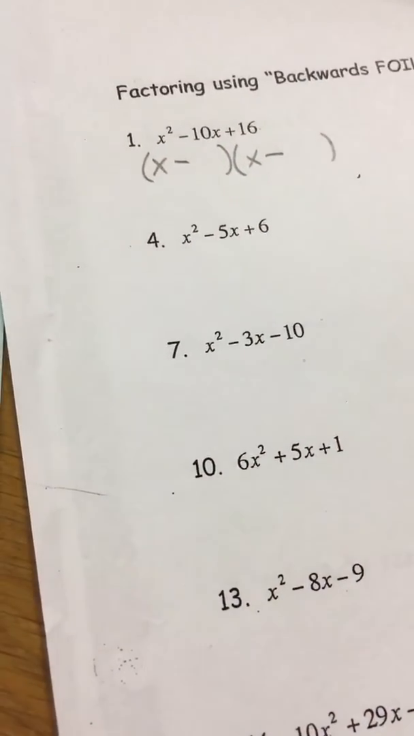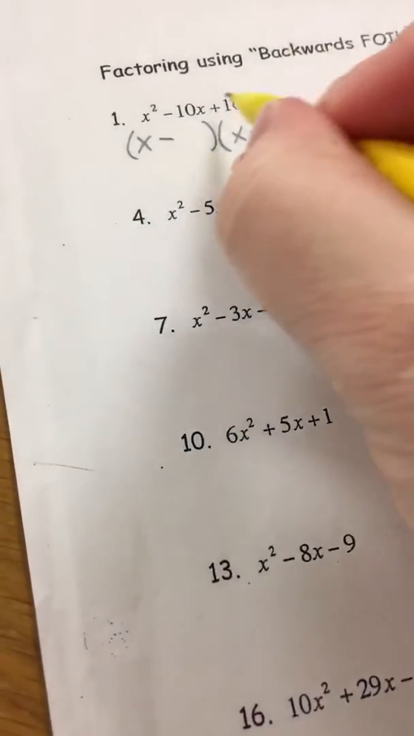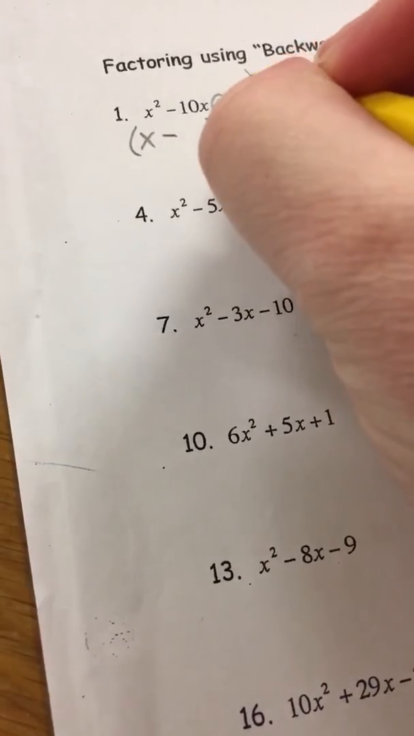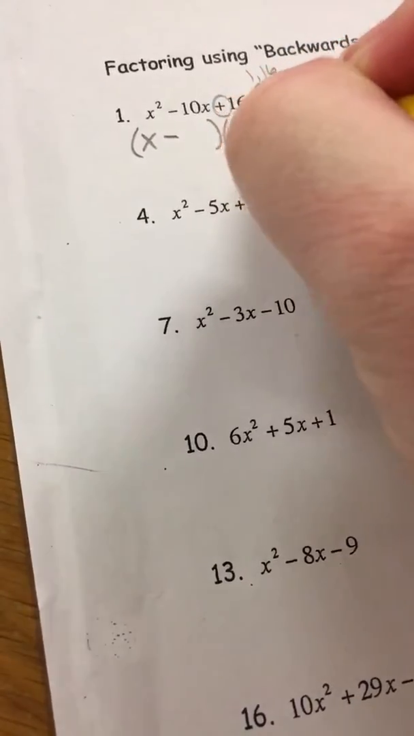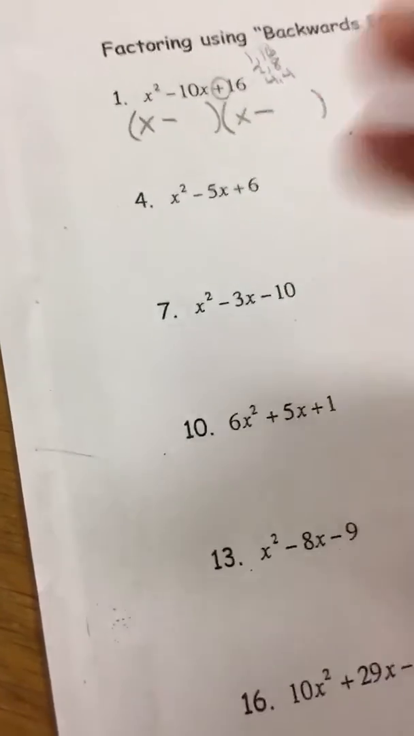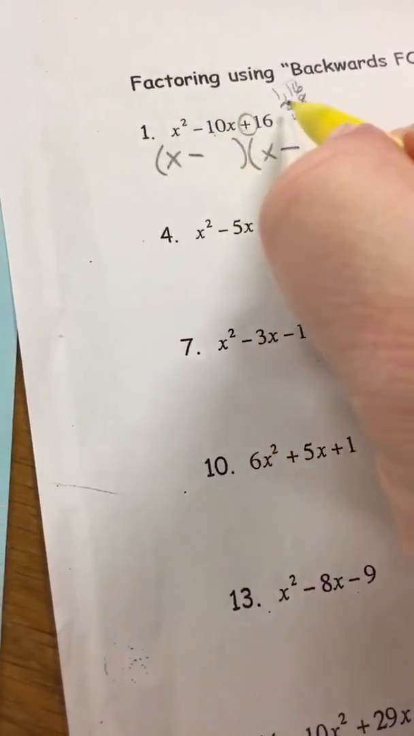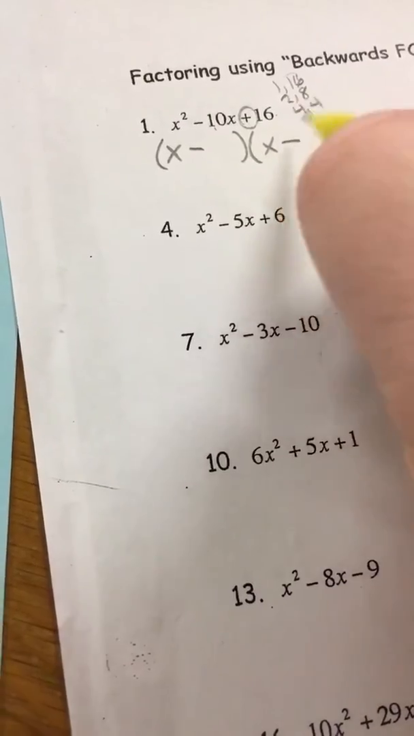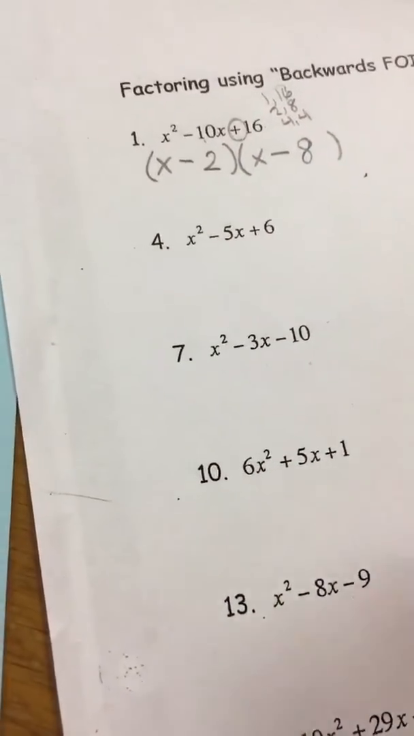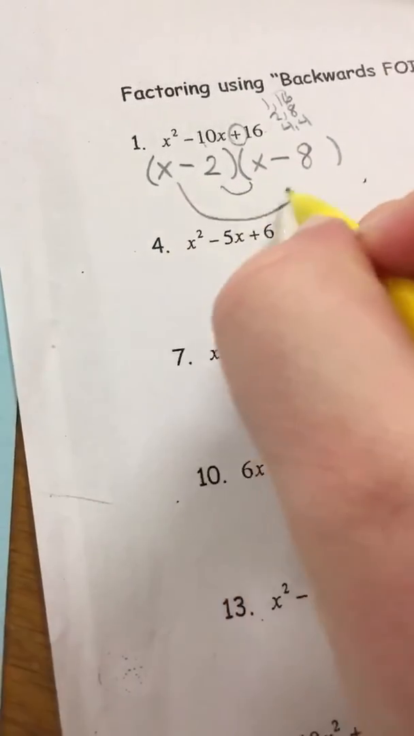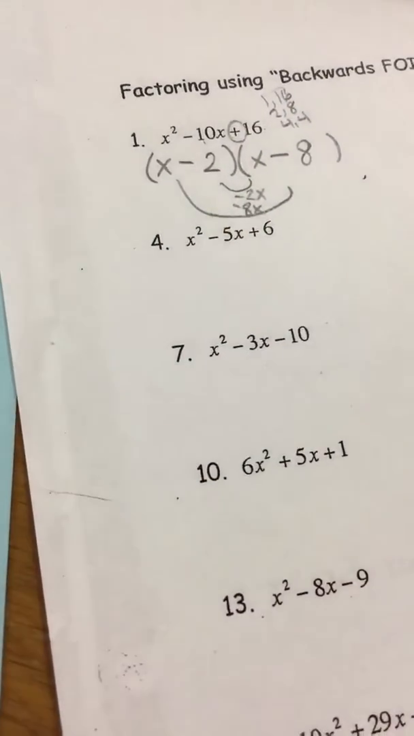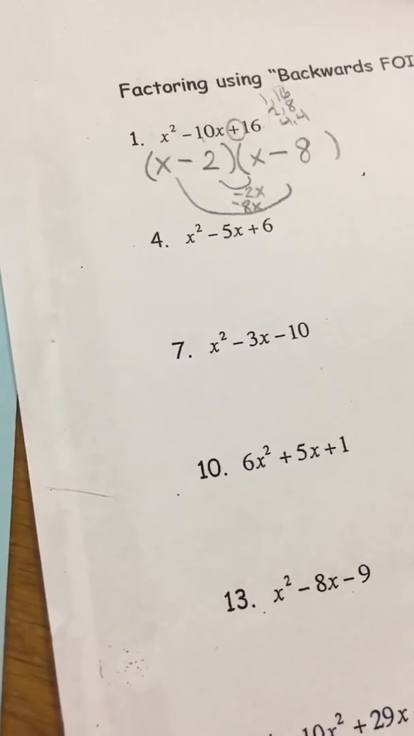So you have to think adding, okay? If this is a plus, you need to think adding. What factors of 16? Well, I have 1 and 16, 2 and 8, 4 and 4. Which factors, when you think adding, are going to get me negative 10? 1 and 16? Nope. 2 and 8? Yeah. 2 and 8. And if you are worried that you are wrong, you can always put in your loops and check. That's a negative 2x, negative 8x. Yep, that adds back to that. That is how you complete that.